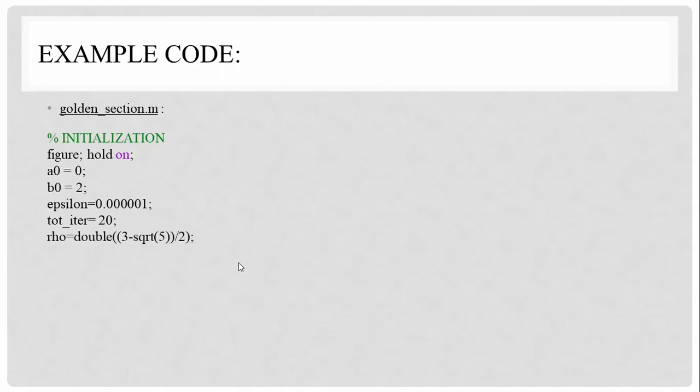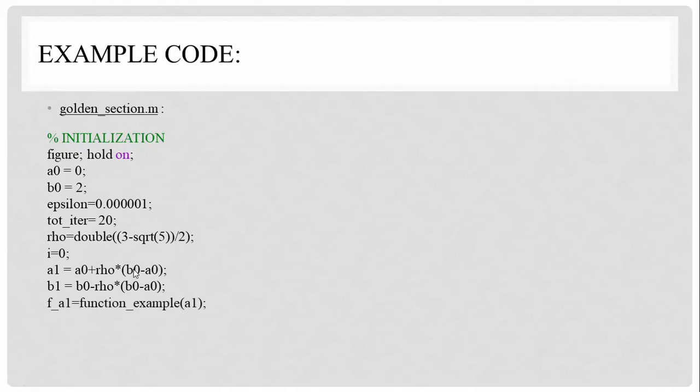Rho is the value which we got in the previous calculation, rho equals (3 minus root 5) by 2. i is nothing but the iteration count. Initially I took 0 because we did not do any iterations over here. And then we defined the points a1 and b1, and we will be giving the values over here. So you could see a1 minus a0 equals rho into (b0 minus a0). These are the equations which we saw above.